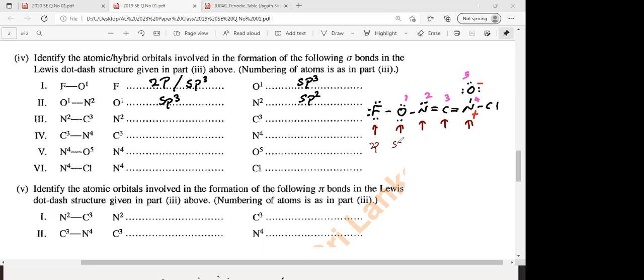sp2, sp3, sp2. C3 will be sp, and N4 will be sp2.